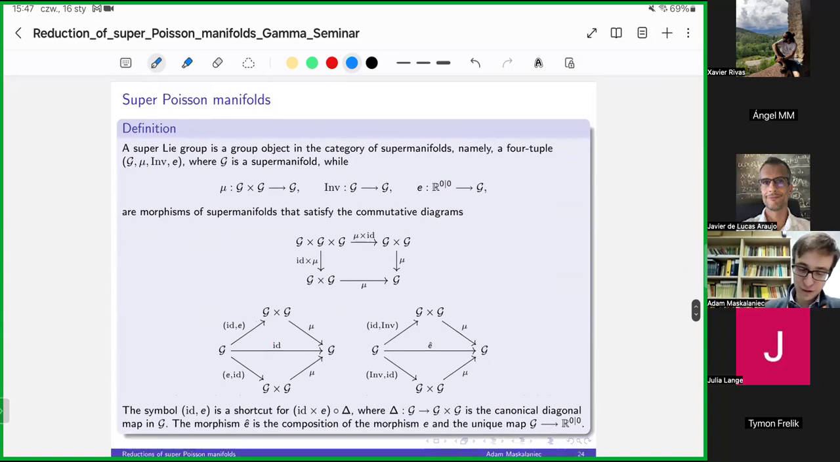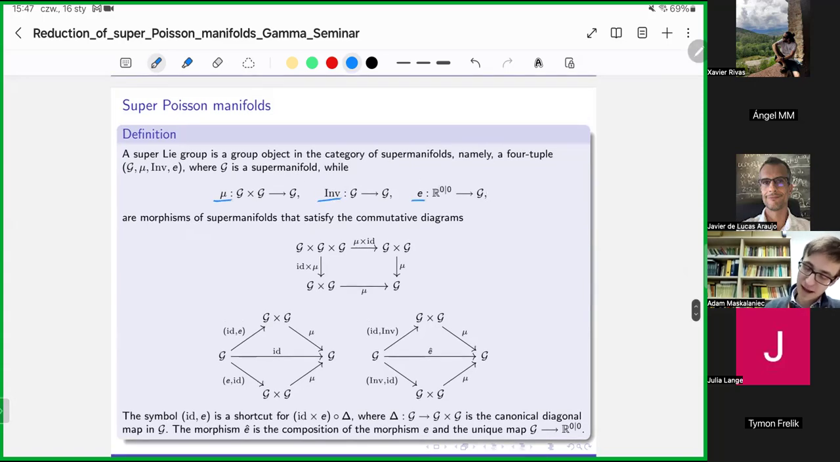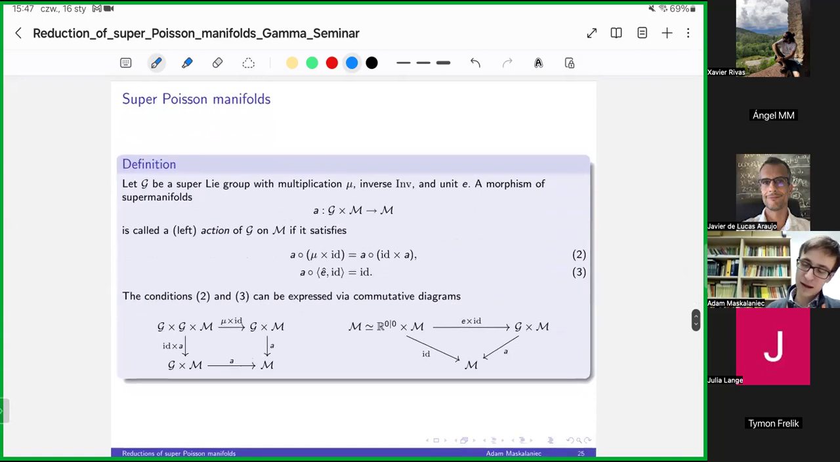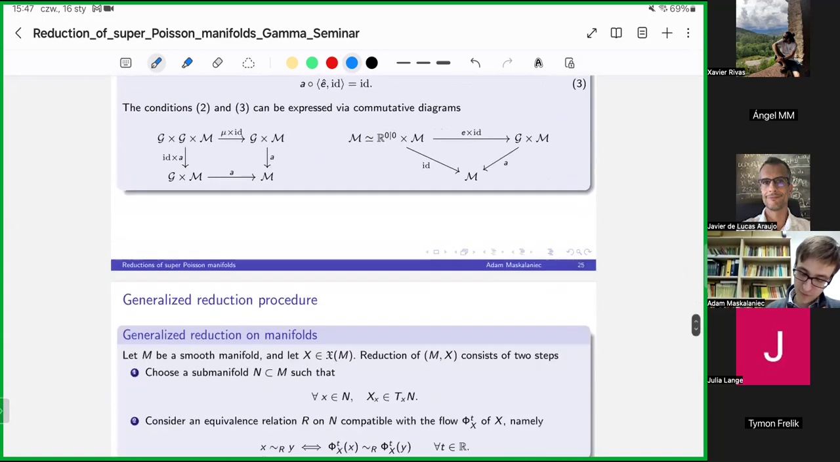So we would like to consider actions of super Lie groups on supermanifolds, and there is only one way to properly define a notion of a super Lie group, namely to use abstract nonsense. We define a super Lie group to be a group object in the category of supermanifolds, namely a supermanifold with operations of multiplication, inverse, and neutral element that are morphisms of supermanifolds and satisfy the following commutative diagrams. And completely analogously, we categorically fix the notion of action of a super Lie group on a supermanifold.